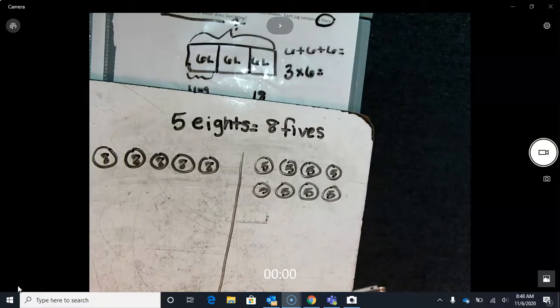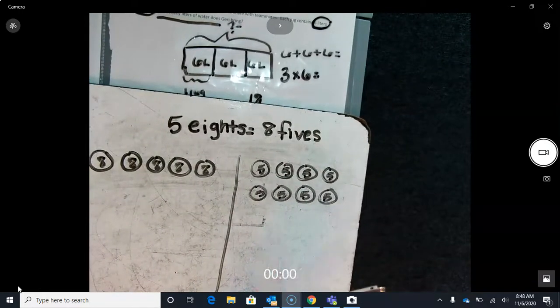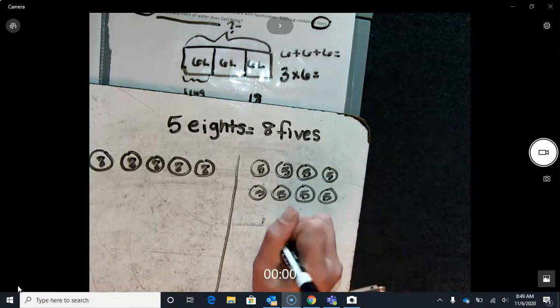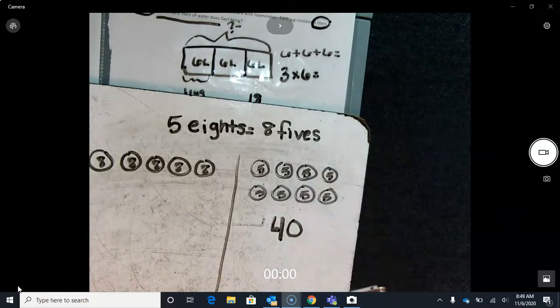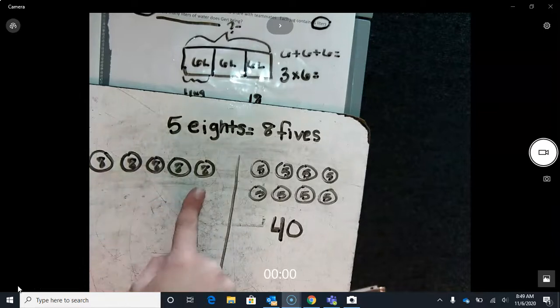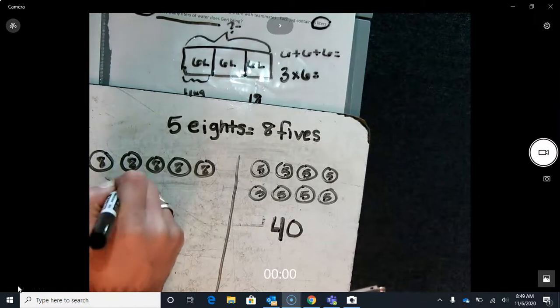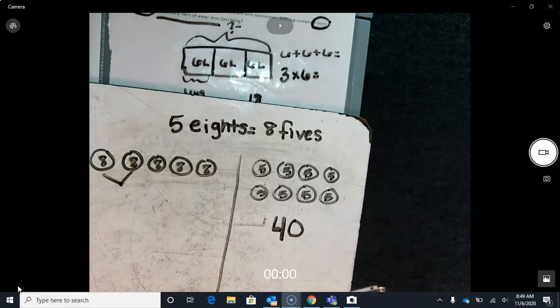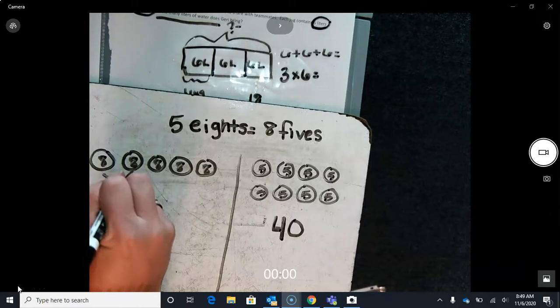Well, I don't know my 8 facts, and it's hard to skip count by 8. But could I skip count by 5? Yes, I know my 5s. I know my 5 facts, so let's do that. 5, 10, 15, 20, 25, 30, 35, 40. All right. Now, we know that because 8 fives is the same as 5 eights, 8 plus 8 plus 8 plus 8 plus 8 should also give me 40. But let's just check. What is 8 plus 8? Can anyone do that math? All right, that's 16.